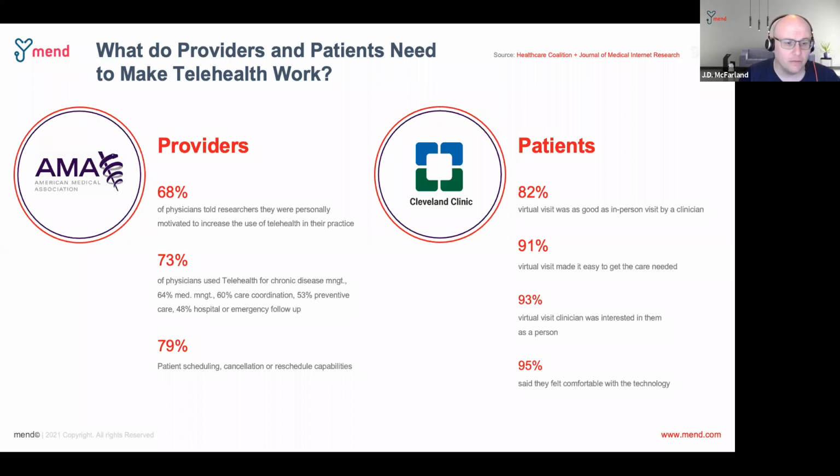Basically, patients want it to be as easy as possible. They want to continue to get top-notch care. They want it to be as simple as the rest of their lives that they're experiencing as a consumer in the 21st century. Can they quickly and easily get an appointment?